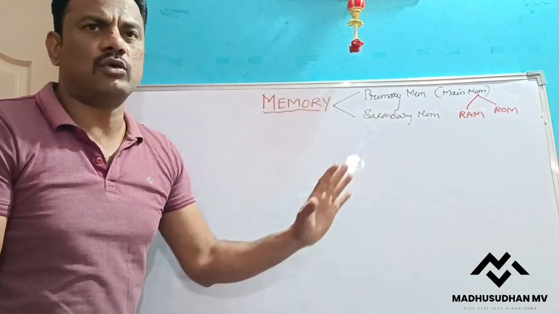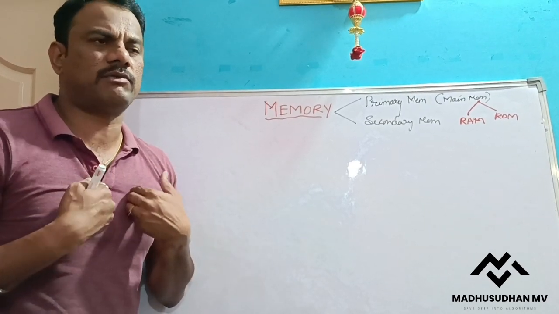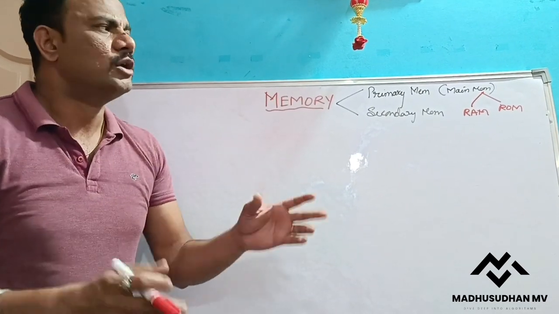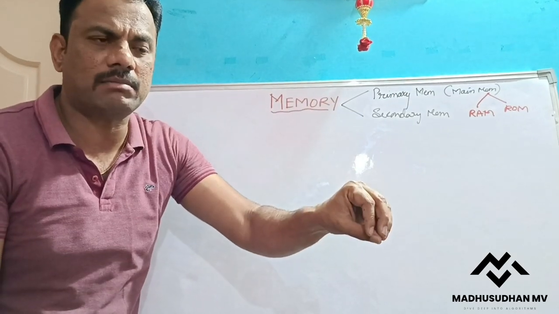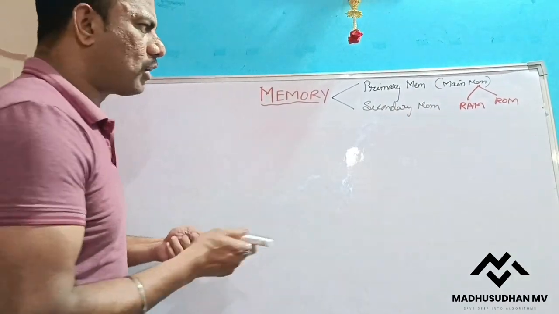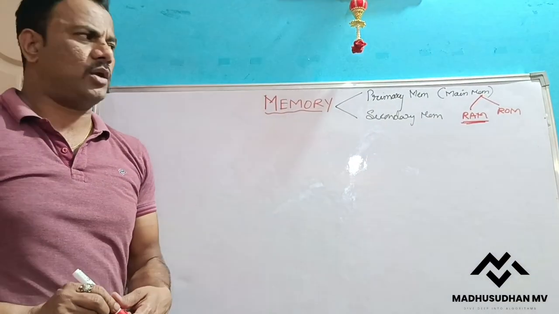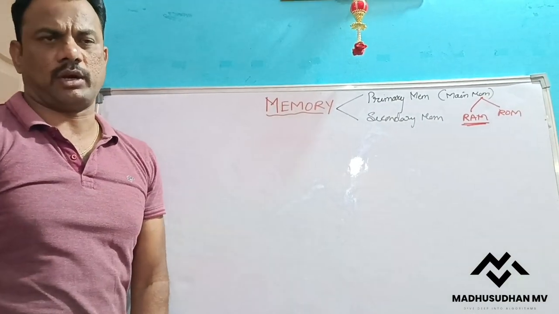We have nothing to do with read-only memory, because we cannot perform our own operations. We cannot write anything, we cannot change anything. Whatever is already there in that memory, that only I can read. So we are going to study only RAM, random access memory. What do we mean by random access memory?